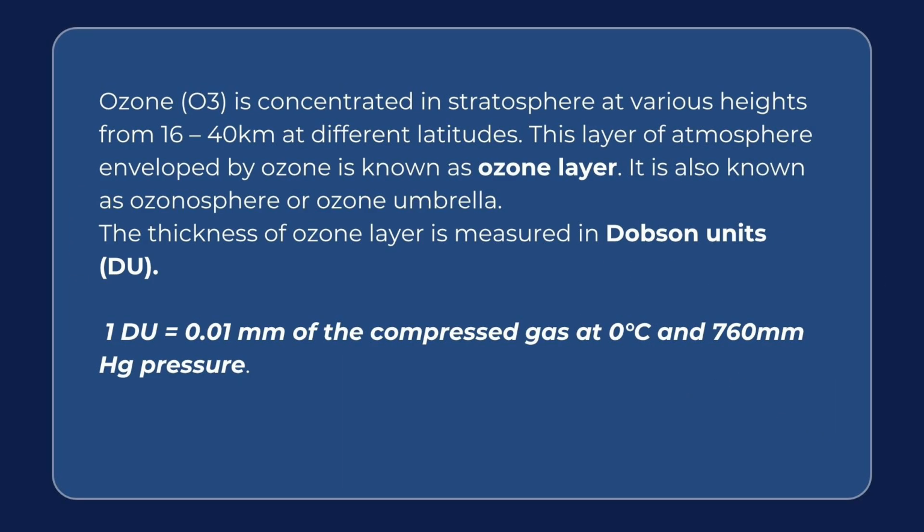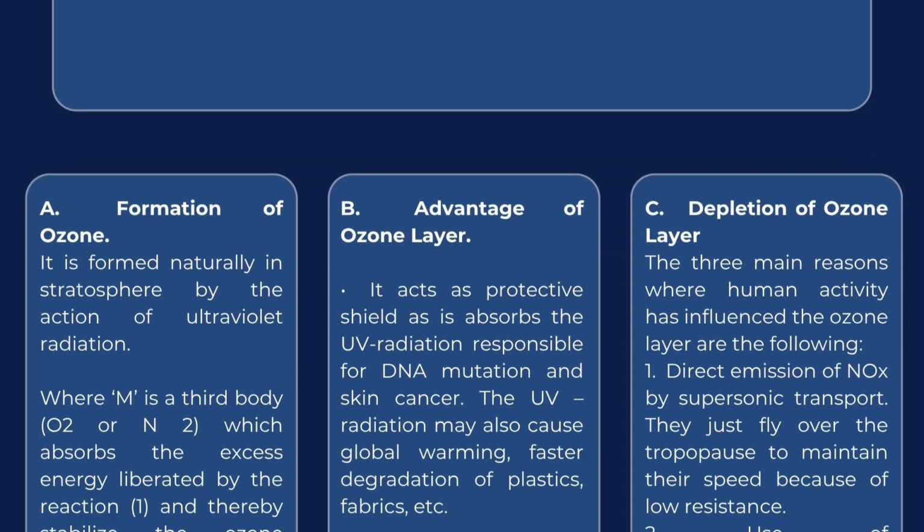Ozone is concentrated in the stratosphere at various heights from 16 to 40 kilometers at different latitudes. This layer of atmosphere enveloped by ozone is known as ozone layer. It is also known as ozonosphere or ozone umbrella. The thickness of ozone layer is measured in Dobson units. 1 Dobson unit is equal to 0.01 mm of decompressed gas at 0 degrees Celsius and 760 mm Hg pressure.